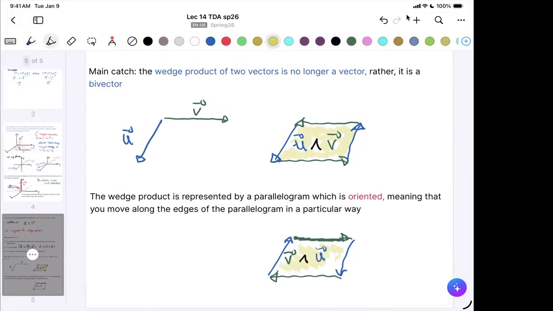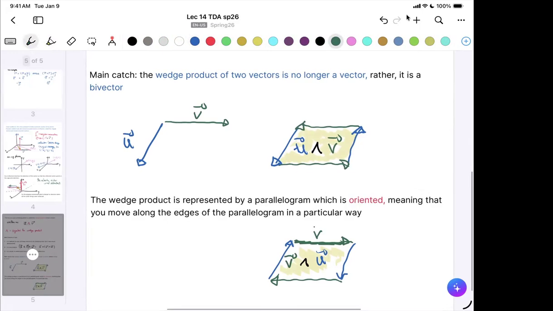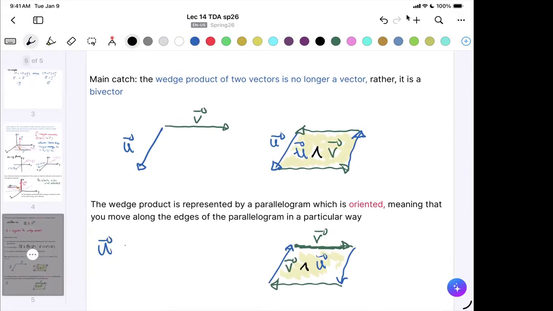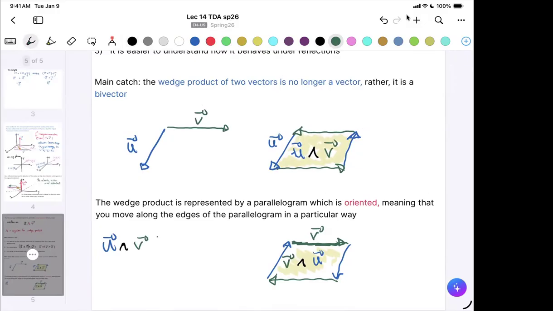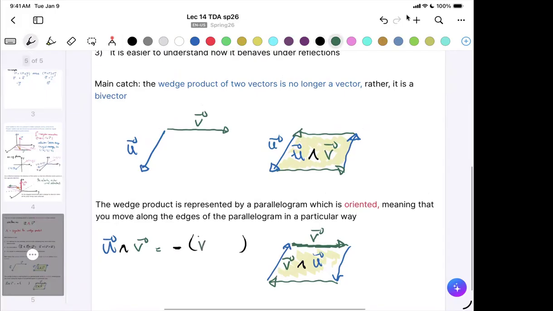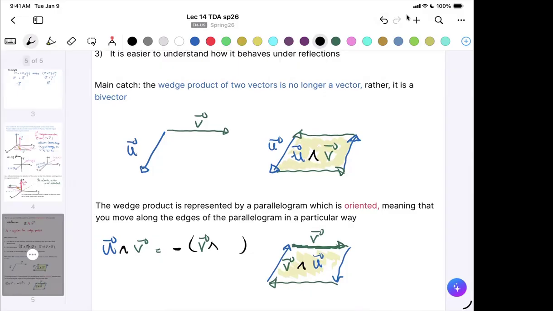But it will still be the case that u wedge v is going to be minus v wedge u, because the difference is that you travel along the edges in opposite ways. When you do v wedge u, you start first with the direction of v, and when you do u wedge v, you start first with the direction of u. The minus sign just means that they are traveled in opposite ways along the parallelogram. In the same way with angles, when you say that an angle is minus 30 degrees, that just means that it's being traveled in a clockwise way. So it's used in a similar way to how you deal with angles.